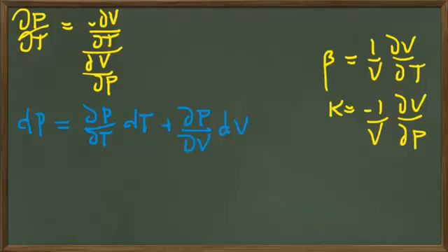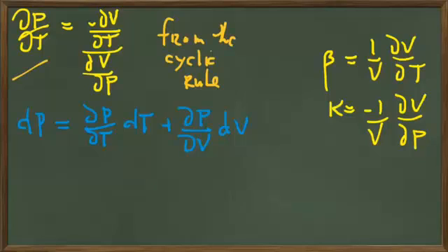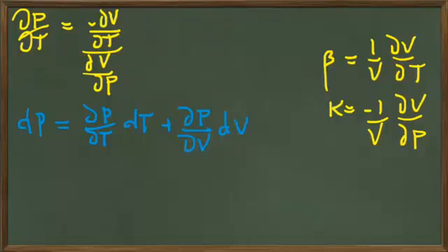First, can you verify that the cyclic rule gives us that partial P partial T can be written in this form, minus partial V partial T over partial V partial P? You should be able to show that from the cyclic rule, and that's something that we'll work on in class if you aren't able to see how it comes about. So we're going to use these definitions of beta and K to transform this dP, and let's see how we do that.